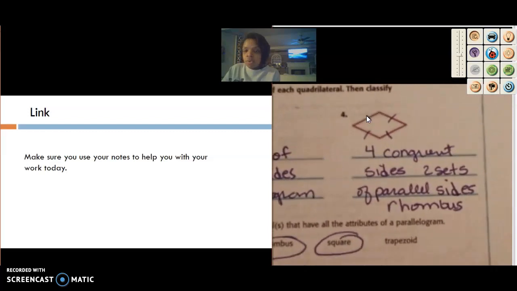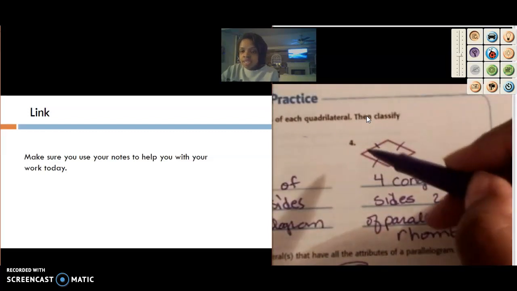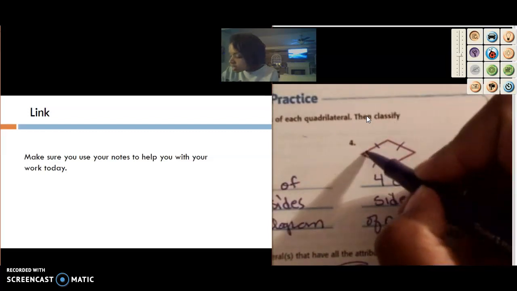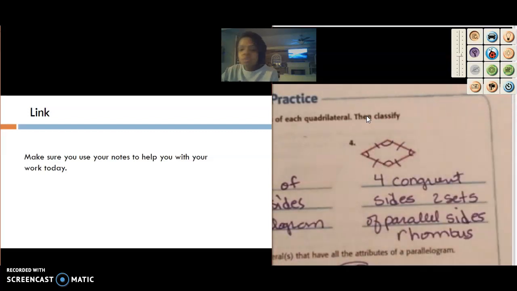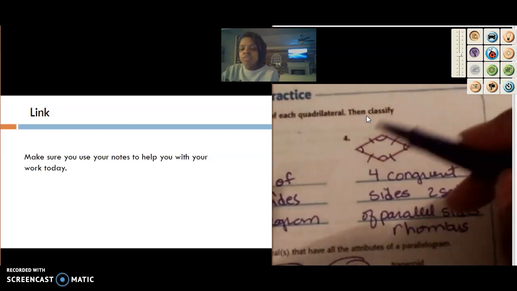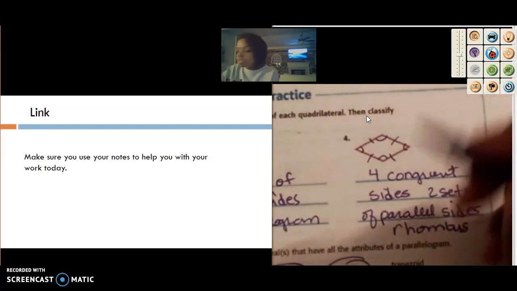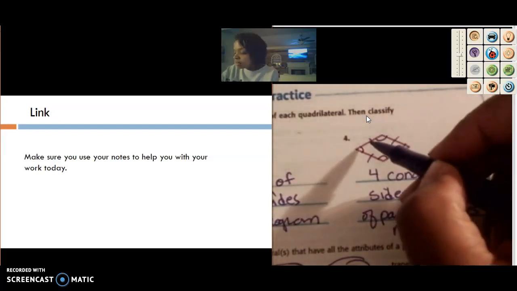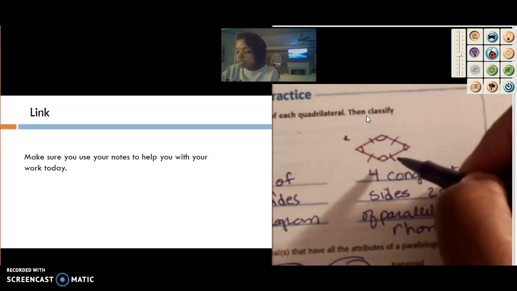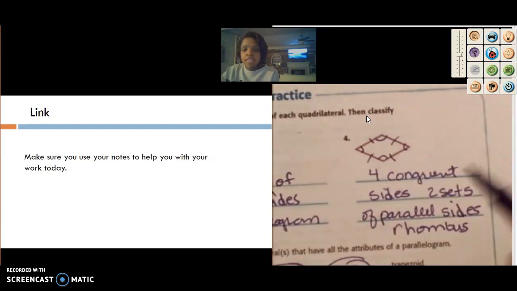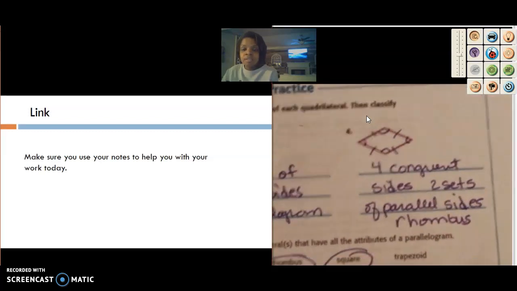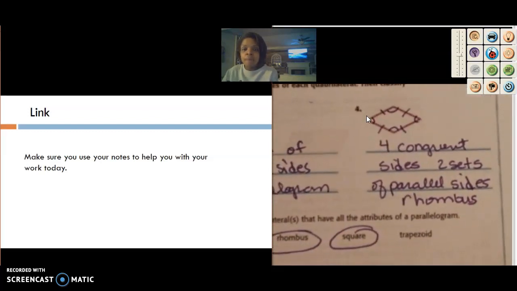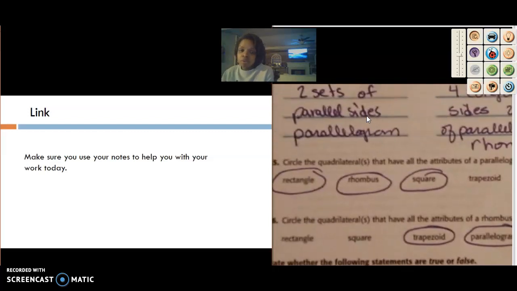Let's look at number 4. This one, as you can see, it does not have right angles. These are acute angles. This is an obtuse angle. That's an obtuse angle. So as you can see, it just has 4 equal sides, but it also has parallel sides. So 4 congruent sides and 2 sets of parallel sides. So that makes this shape a rhombus, or this quadrilateral a rhombus.